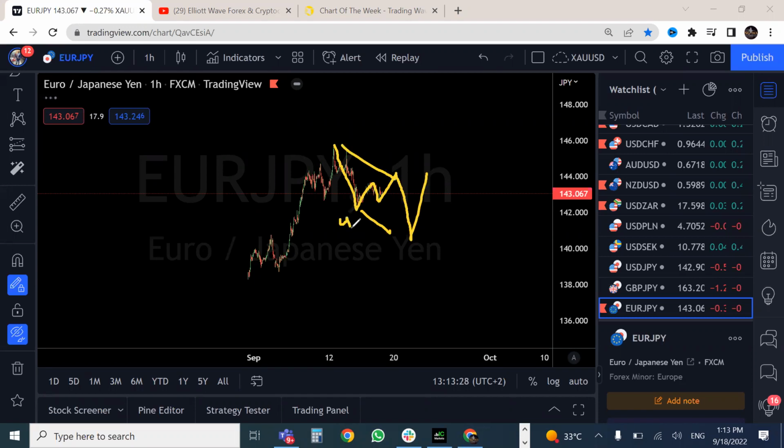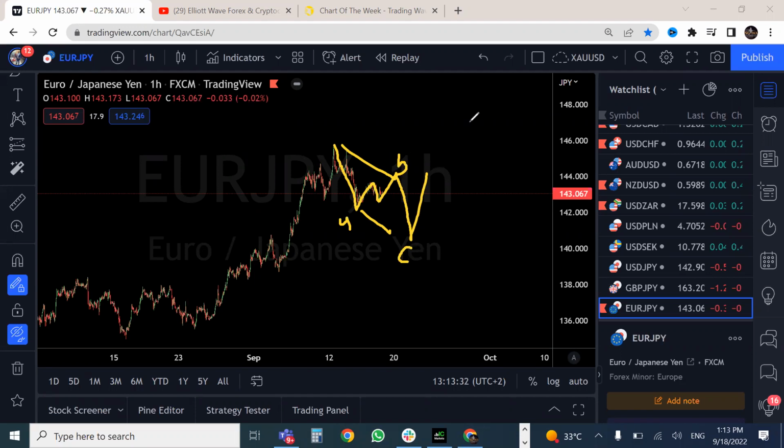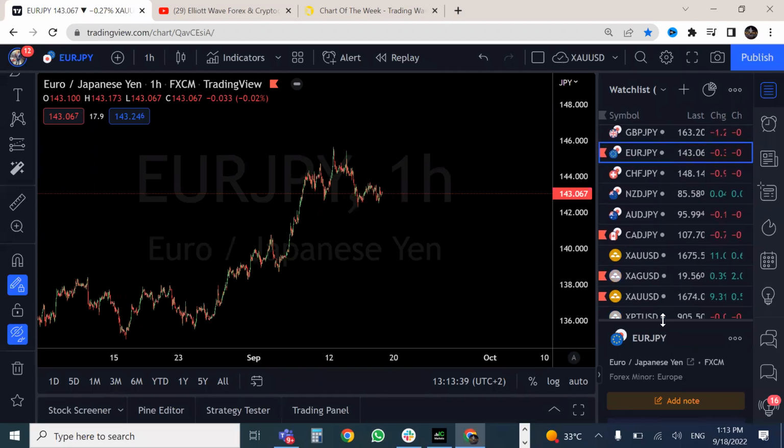You can have this one as an ABC corrective structure and a continuation to the upside. So that's what we're going to be looking at with the euro. So still in the making. Let's give it a bit more time. Right, let's have a look at the rest.